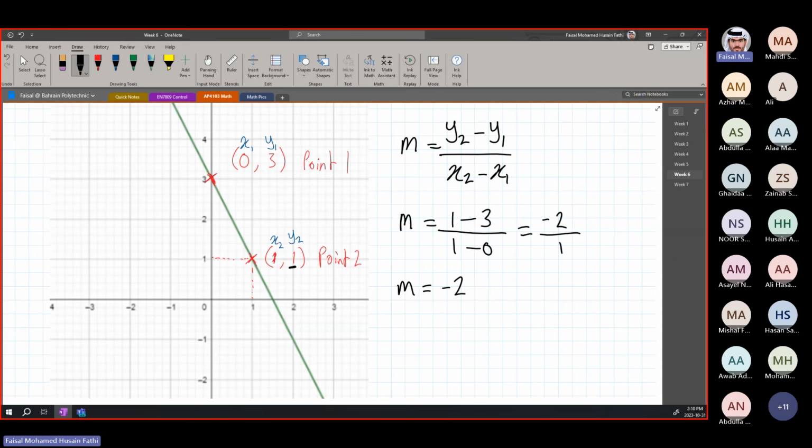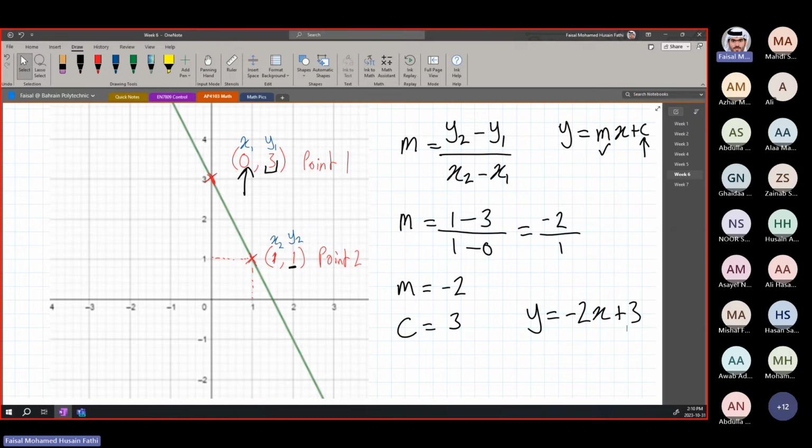What else do we need? Just a reminder, the equation of a line is y equals mx plus c. We need the c now. We found the slope, we need the c. What is c? The y-intercept. The y-intercept is what? When x equals 0. When x is equal to 0, what is y? It's equal to 3. Very straightforward. From the graph, you just look at the point on the y axis, that's your y-intercept. So c equals 3. So the equation is going to be y is equal to minus 2x plus c, which is 3. Okay.